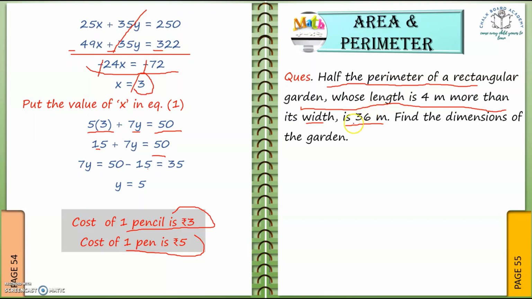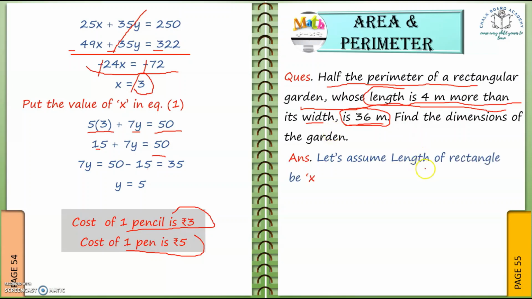So half the perimeter is given to us as 36 meter, and then we have to find the dimensions of the garden. Another relation is given to us, that is length is 4 meter more than the width. That means if we take width as y and length as x, then x is equal to 4 plus y. So let's start with assuming.